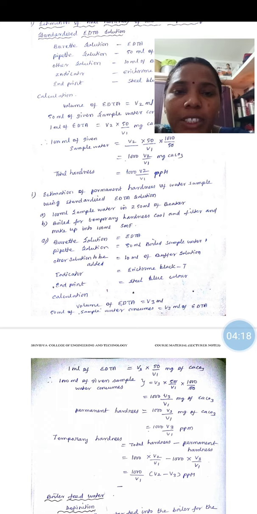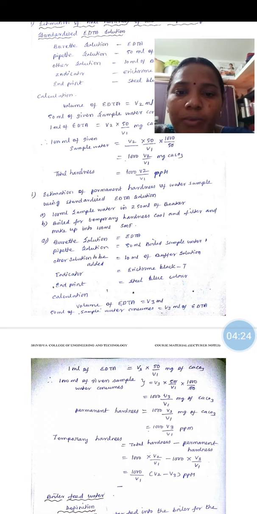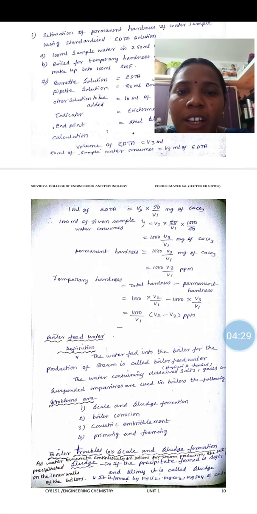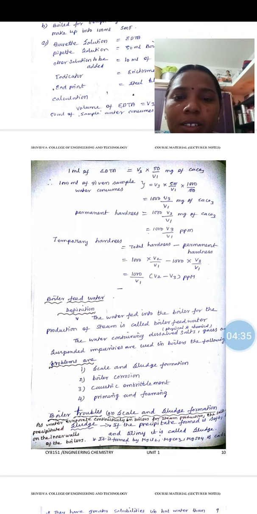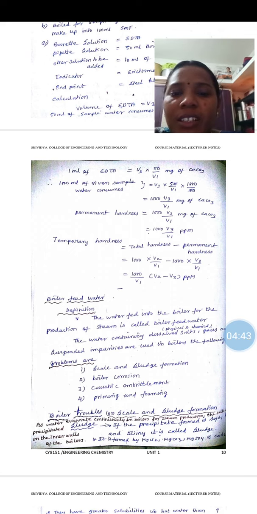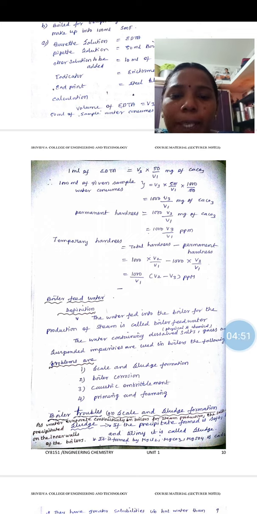It is further titrated against EDTA solution until the solution becomes steel blue. The burette reading is noted, and the volume is considered to be V3 ml. Then the calculation: the permanent hardness is equal to 1000 V3 divided by V1 ppm. Total hardness minus permanent hardness is the temporary hardness, which is 1000 by V1 into V2 minus V3 ppm. This is the estimation of hardness of a water sample using the EDTA method.